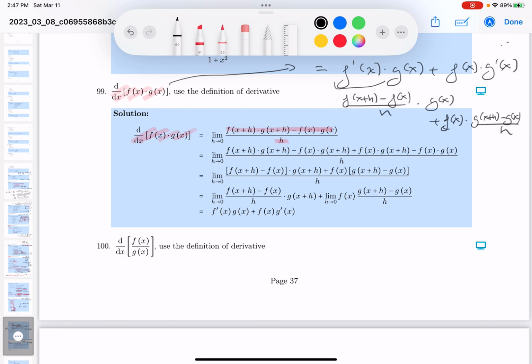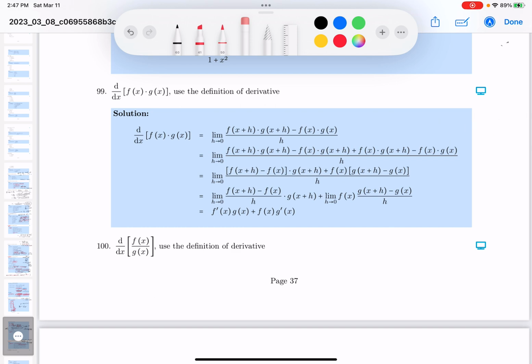I don't see them. So what I do is I start to insert something. What I inserted was this over here. So that's minus f of x times g of x plus h. But if I insert that, it's subtracting it, so I have to reinsert it because this thing here cannot add to the problem. This has got to be 0, by the way. All right? And then what I did was over here, and let me get my eraser out.